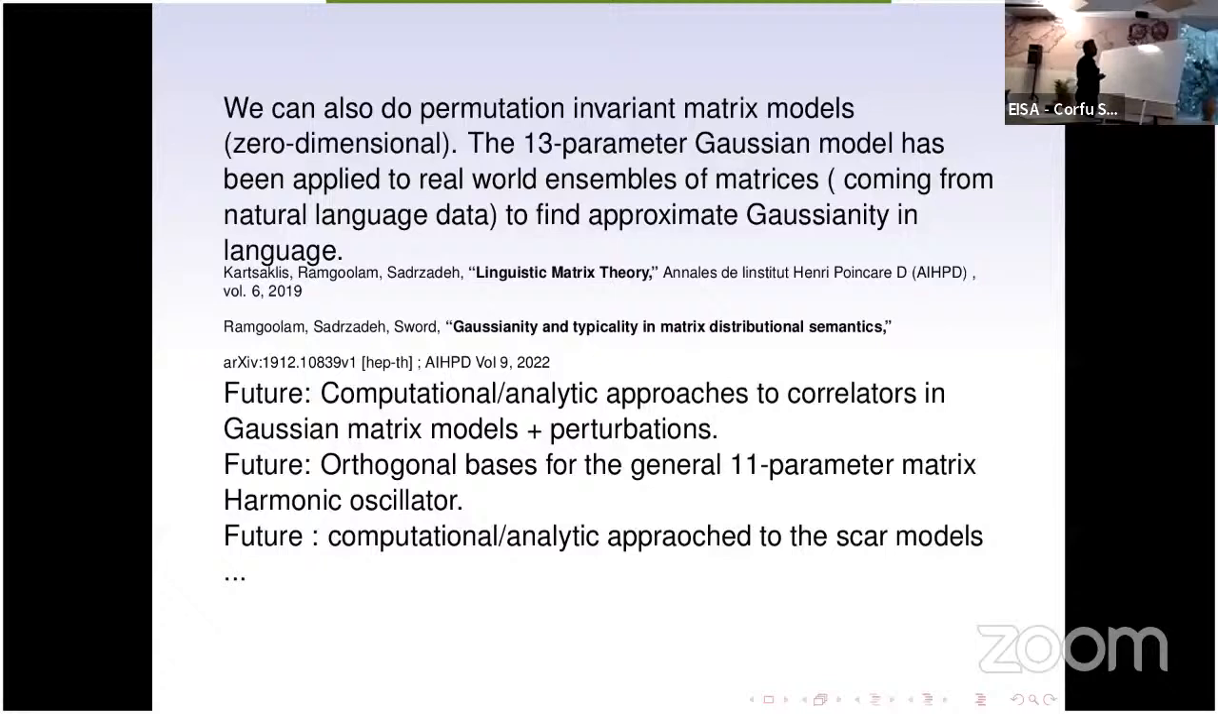And for the future, it'll be interesting to look at beyond Gaussian models in this data science setup, or motivated by this data science setup, to find computational or analytic ways to compute models with Gaussian plus perturbations. The orthogonal bases I've described are for the simplest matrix model, the harmonic oscillator, but an orthogonal basis for the general one is something to be done. And then there are these scar models which should be studied. So I'll stop here. Okay, thank you very much.